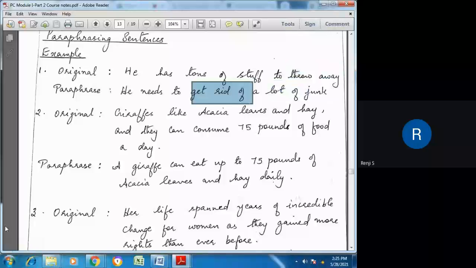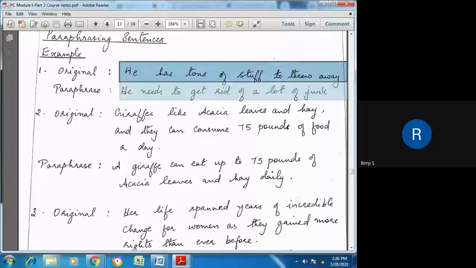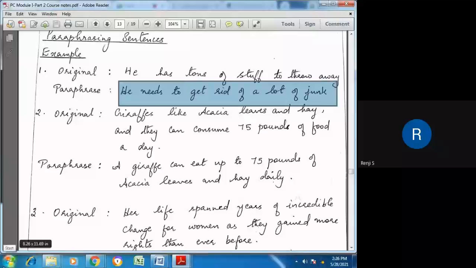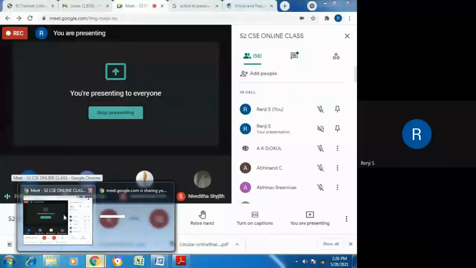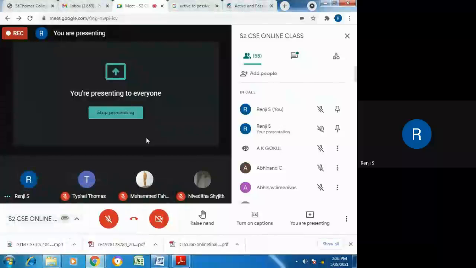Is it clear? Did you understand? The same sentence written in a different way but has the same meaning, and that is called paraphrasing. Is it clear to you? Do you have any doubts?